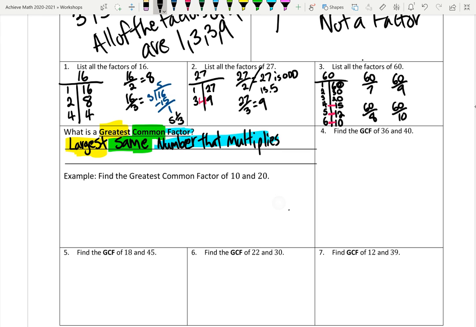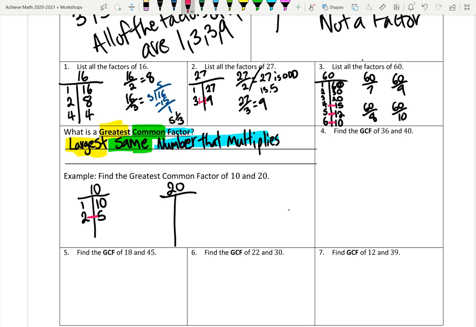So watch what I do. 10, I get a T-chart. 20, I get a T-chart. This is going to be listing my factors. I'm going to go through the same process. 1 and 10 is always going to be the start, and I go next. 2, go times 5. I'm going to try the numbers between 2 and 5.